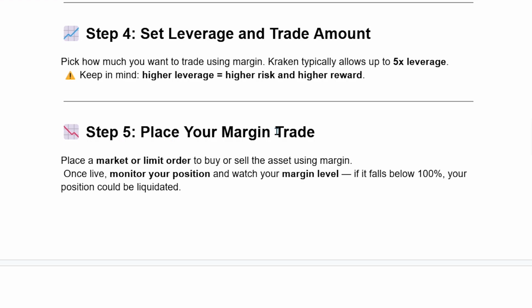Step 5. Place your margin trade. Place a market or limit order to buy or sell the asset using margin. Once live, monitor your position and watch your margin level. If it falls below 100%, your position could be liquidated.